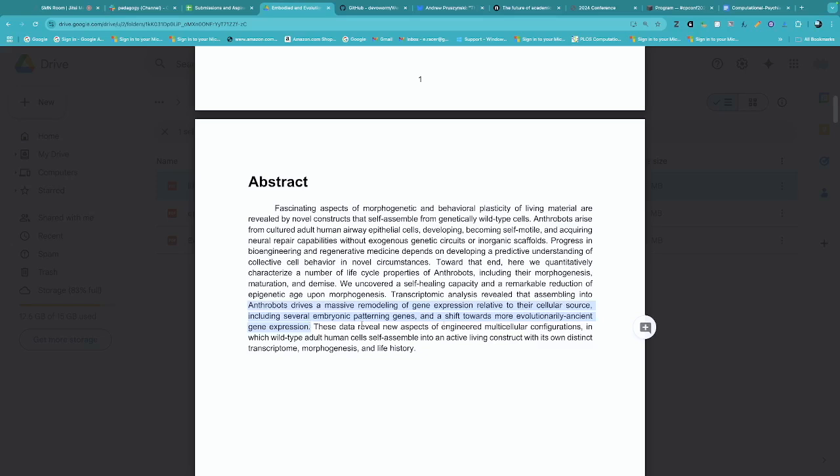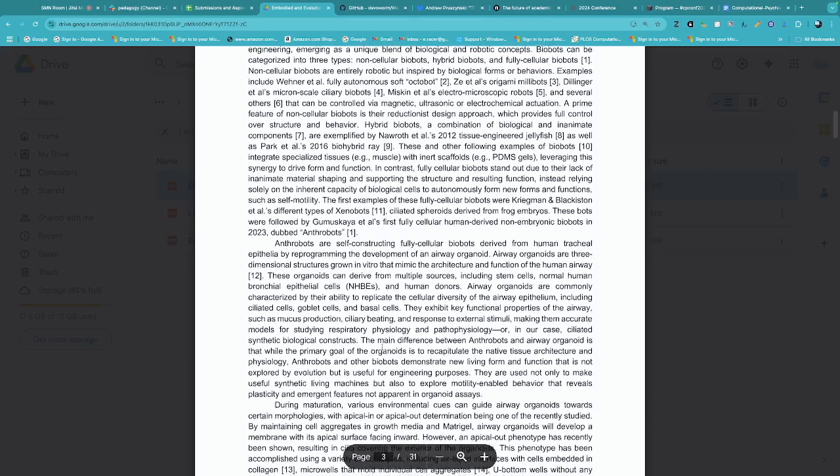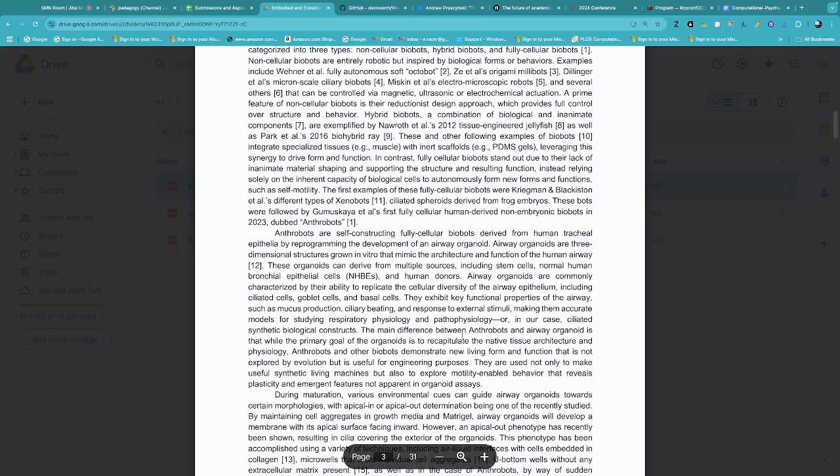So there's a lot we need to know about these, and this paper is basically characterizing these Anthrobots. These data reveal new aspects of engineered multicellular configurations, in which wild-type adult human cells self-assemble into active living constructs with their own distinct transcriptome, morphogenesis, and life history. So they talk about Anthrobots, which are the first fully cellular human-derived non-embryonic biobots. They're self-constructing. They're considered organoids. Actually, I'm sorry.